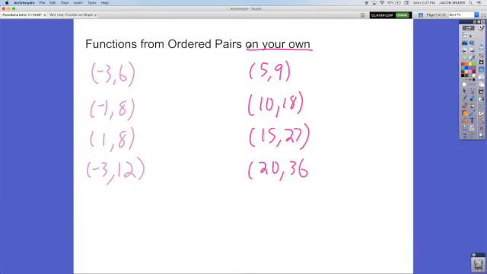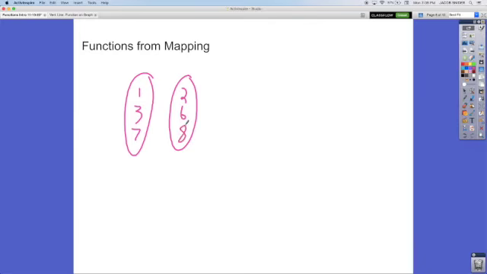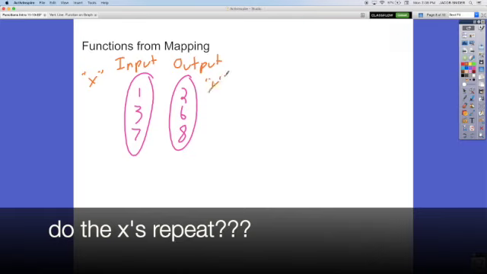Okay. Last type that we're going to talk about today, and this may be the most confusing one. We're going to call this next part mapping. Here's the first one. Copy this example with me. It's got two circles like this: 1, 3, 7. And it would have another circle that looks like this: 2, 6, 8. Then I would have arrows that go from which number to which number. So this would be my input over here, or my x values. This would be my output, or my y values.